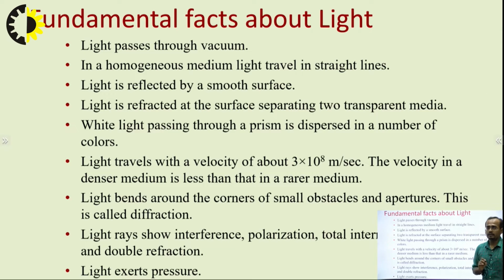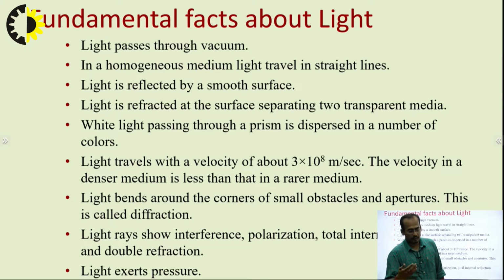And what are the fundamental facts about light? Light passes through a vacuum or a homogeneous medium. Light travels in a straight line. Suppose the light is traveling from one medium to another. If it is traveling from a rarer to a denser medium, it will come close to the normal, and if it is traveling from a denser to a rarer medium, then it will go away from the normal.